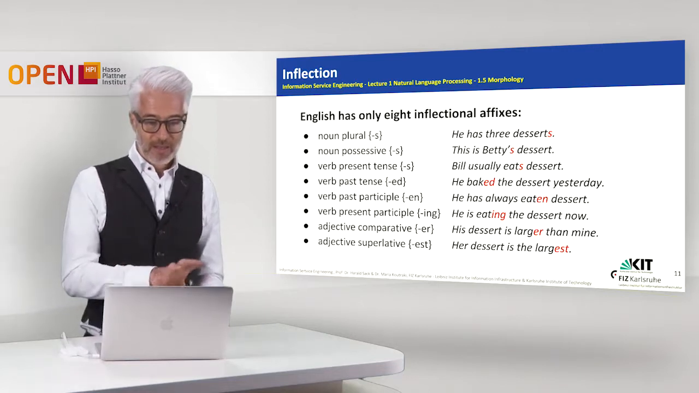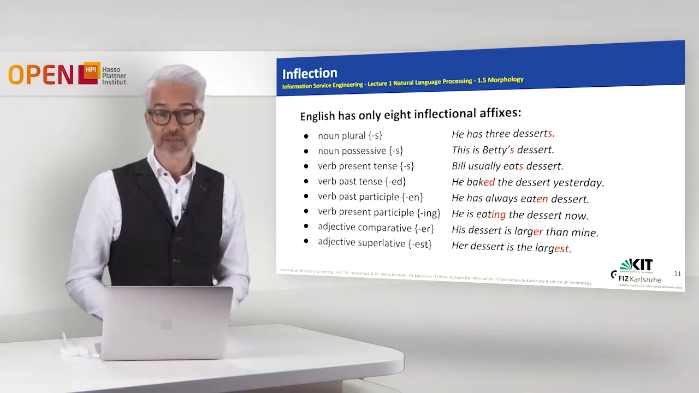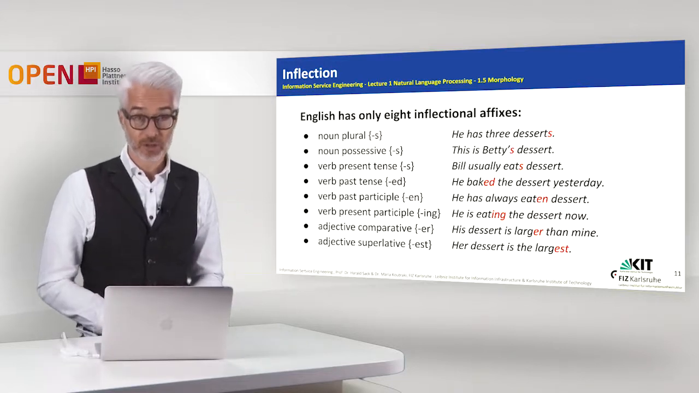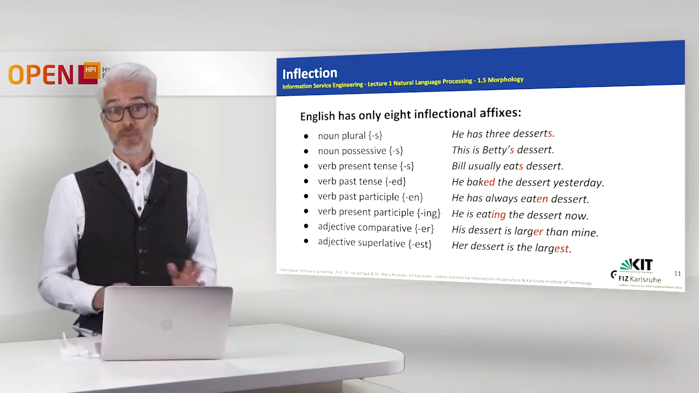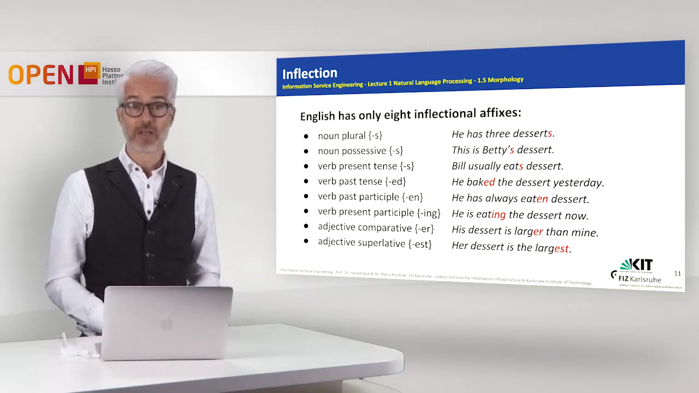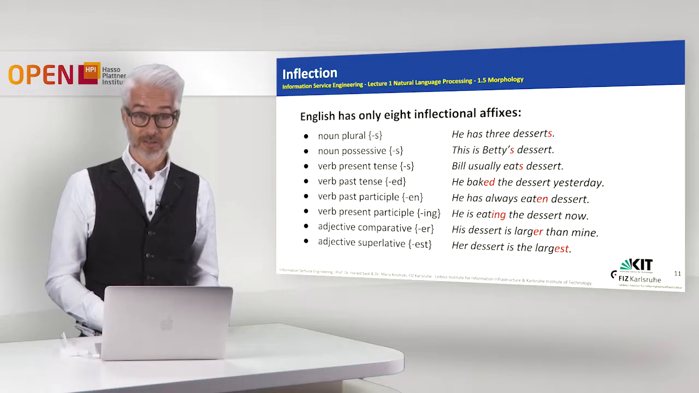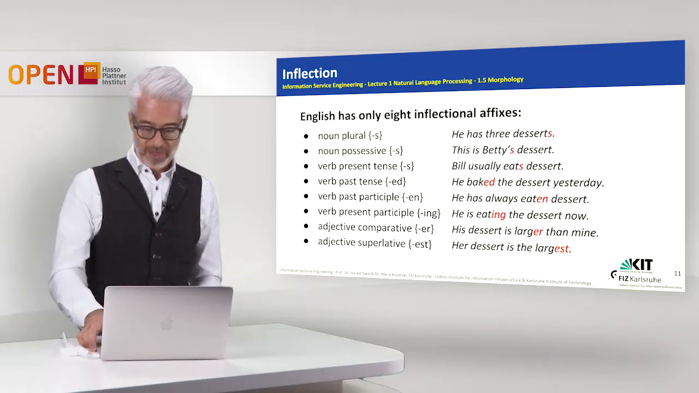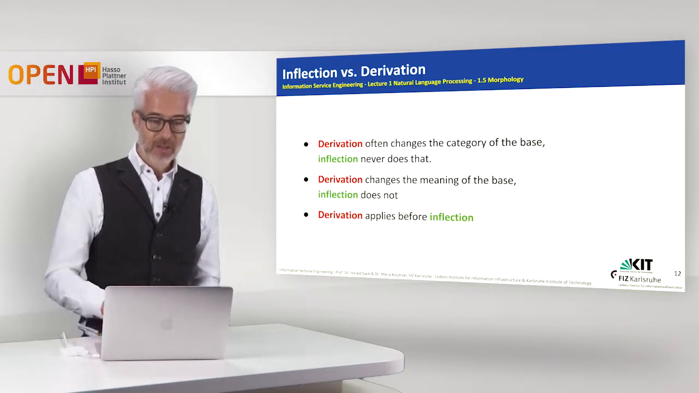So these are the 8 inflectional affixes that are used in the English language. Other languages have even more affixes to express much more things. So for example, in Turkish, I have been told there are lots of affixes and you can express much more than in English with the help of affixes.